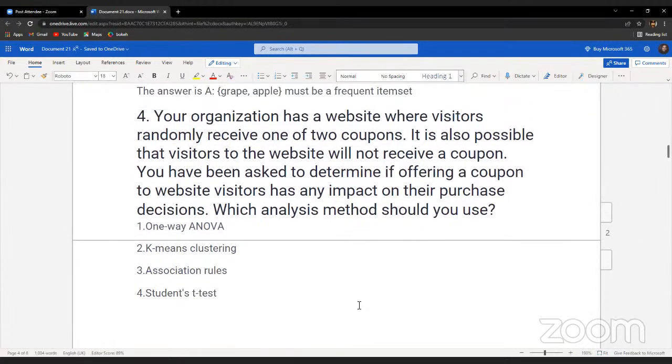Your organization has a website where visitors randomly receive one of two coupons. It is also possible that visitors to this website will not receive a coupon. You have been asked to determine if offering a coupon to website visitors has any impact on their purchase decision. Which kind of analysis method would you use? The options are one-way ANOVA, k-means clustering, association rules, and student's t-test.